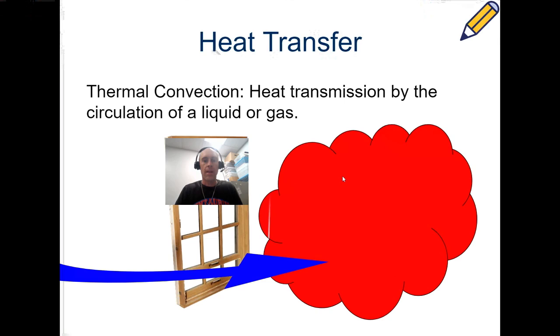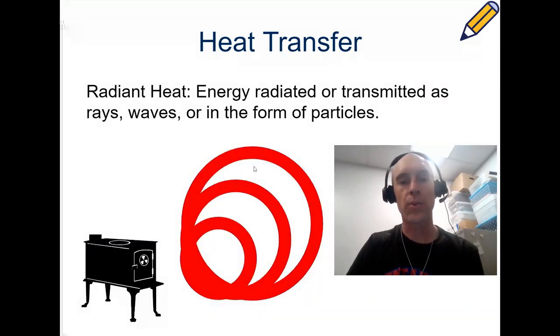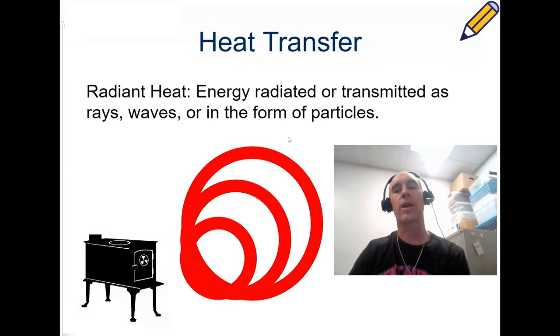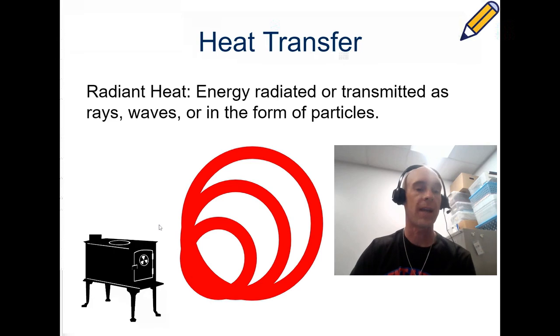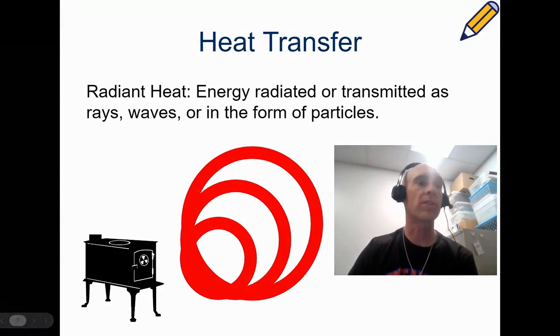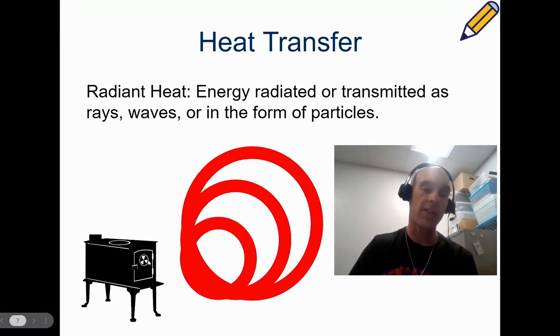Thermal convection is heat transmission by the circulation of a liquid or a gas. That would be like air transmitting heat in some way. And then there's radiant heat. That's energy radiated or transmitted as rays, waves, or in the form of particles. So if you had a fireplace or a wood stove and it was just getting warm, it would radiate heat. Or in this case, if you have a nuclear reactor in your house, probably a bad idea.